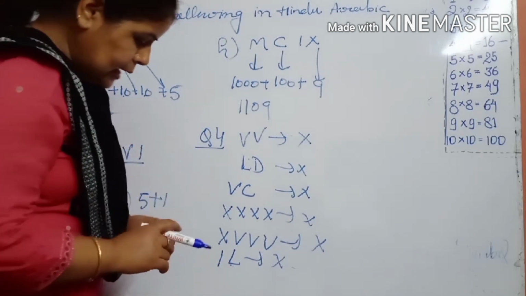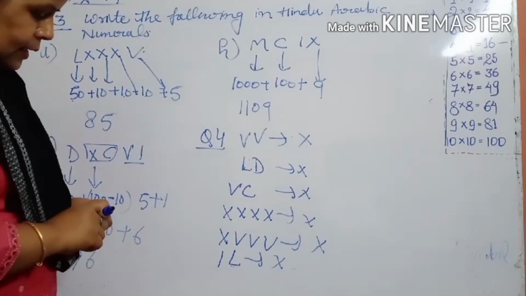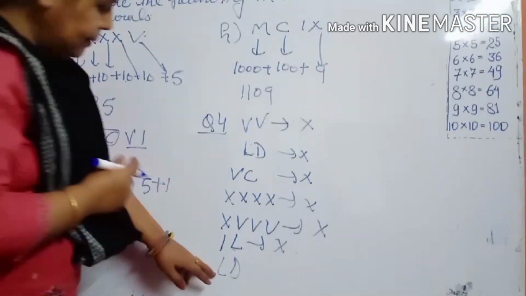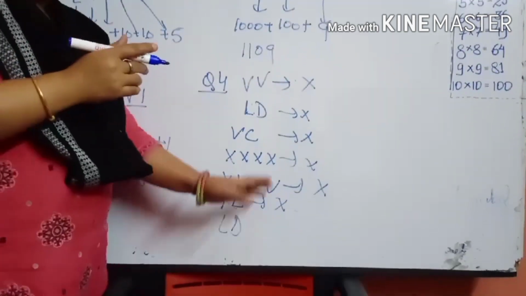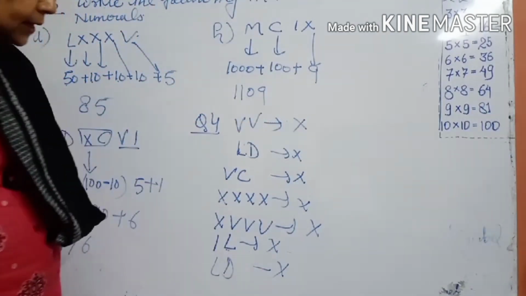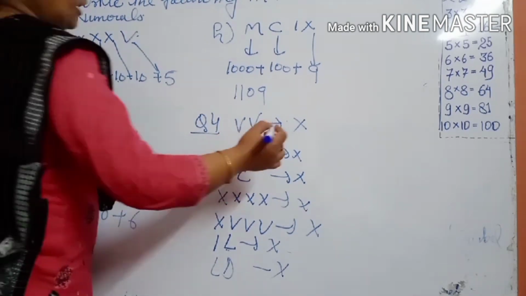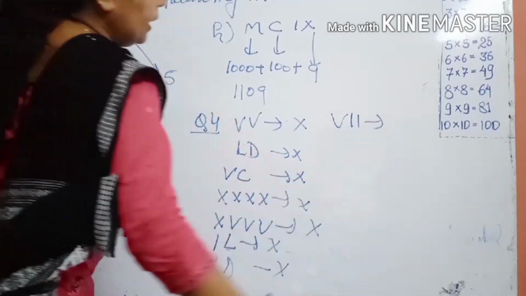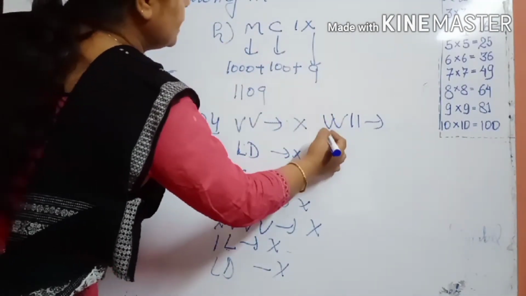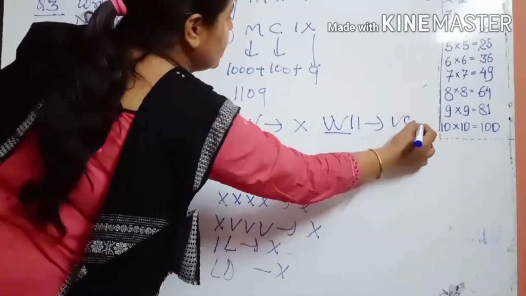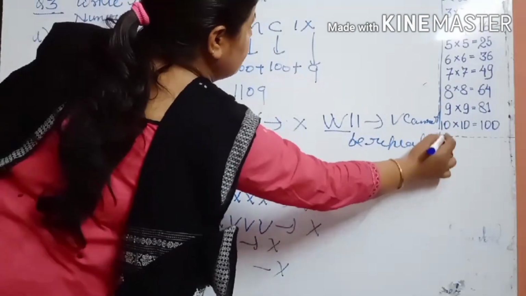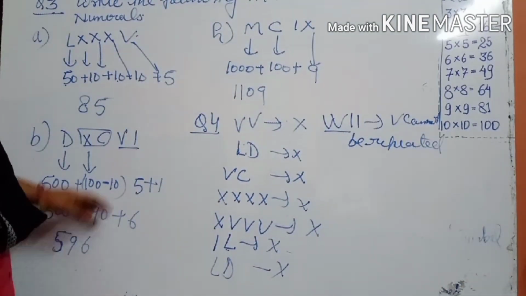Okay, then the next one is LD. I taught you that V, L and D are never written on the left side of the greater value. So this is also wrong. You will write them in complete statement form. Then VVI is next. 2 times V cannot come. V cannot be repeated, so it is also wrong. In this way you will write them in statement form and you will complete till question number 4.